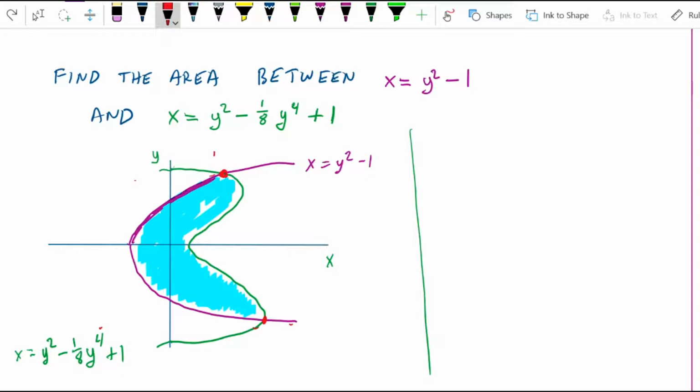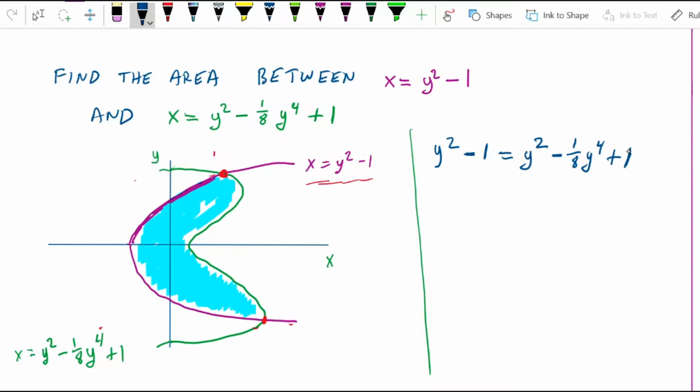So what we're going to do is integrate this in the y direction to find the area. First thing we need to do is find the points of intersection. It's the same as what we did before, except now we're going to set the y parts of these equations equal to each other. Keep in mind that instead of integrating y as a function of x, we're going to be integrating x as a function of y. So you expect to see curves written in this form, x equals some function of y. We're going to write y squared minus 1 equals y squared minus 1/8 y to the fourth plus 1.